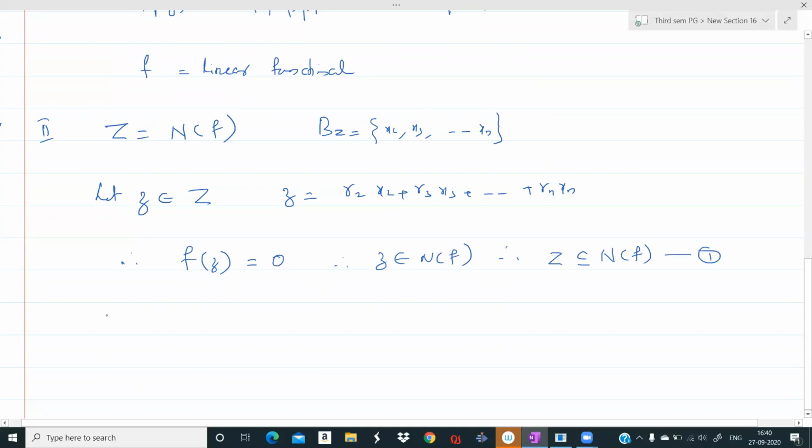And on the other way, we take an element from null space of f. So let Z belongs to null space of f. Therefore, f of Z equal to 0. See, why is this f of Z equal to 0? Z is in fact an element of capital X.